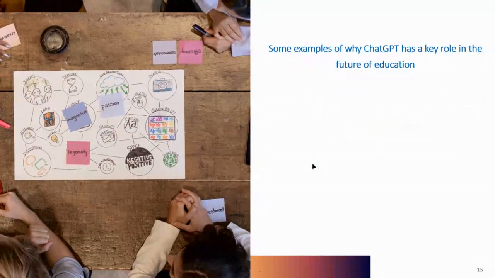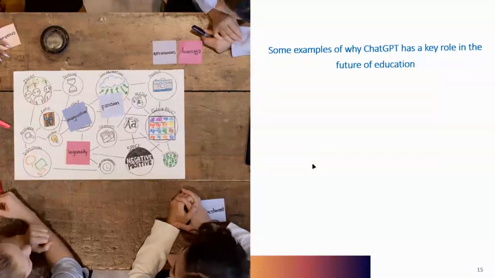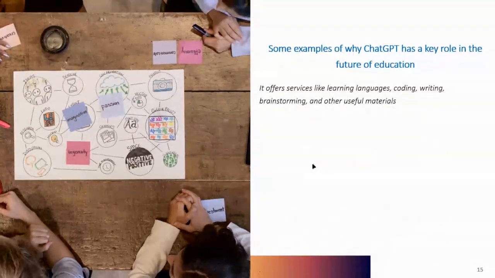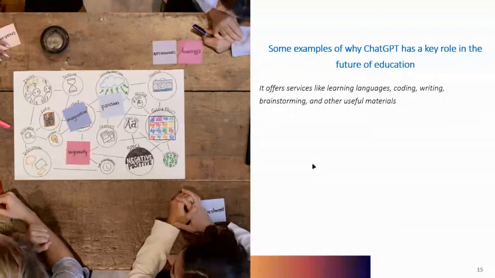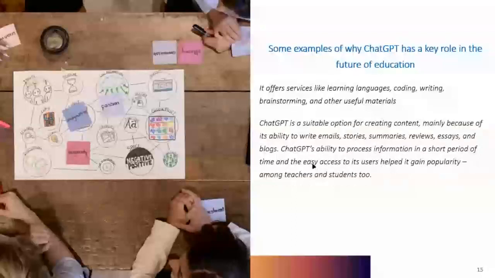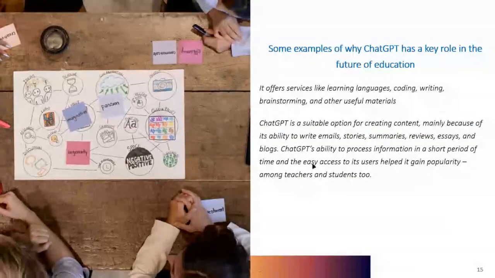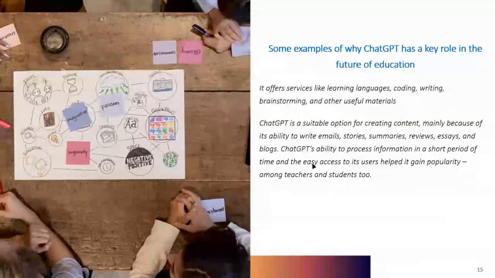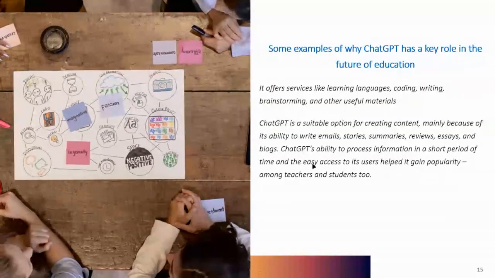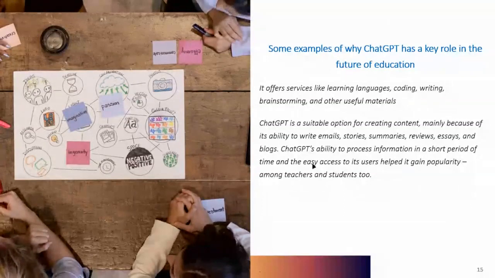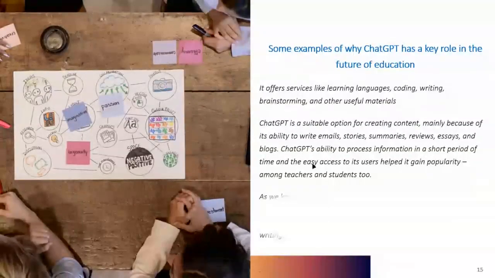Now let's talk about some of the examples. Why we say that ChatGPT has a key role in the future of education? How? This chatbot offers services like learning languages, coding, writing, brainstorming, and other useful materials. It's a suitable option for creating content, mainly because of its ability to write emails, stories, summaries, reviews, essays, and blogs. ChatGPT's ability to process information in a short period of time and the easy access to its users helped it gain popularity among teachers and students too.